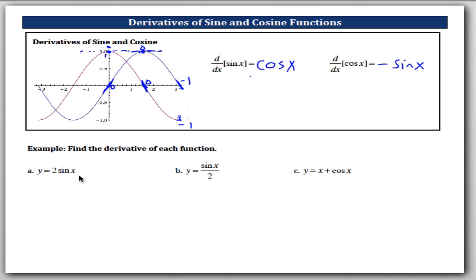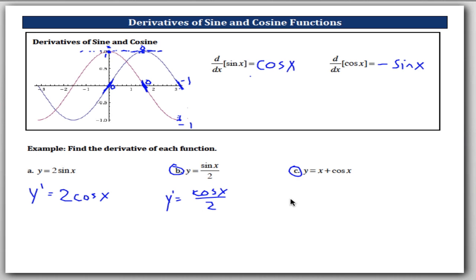We have y equals 2 sine x. We know the constant is going to mean that this just stays as 2. And then the derivative of sine is cosine. So we get 2 cosine x. In letter B, try this one on your own. All right, you should have gotten cosine x over 2.